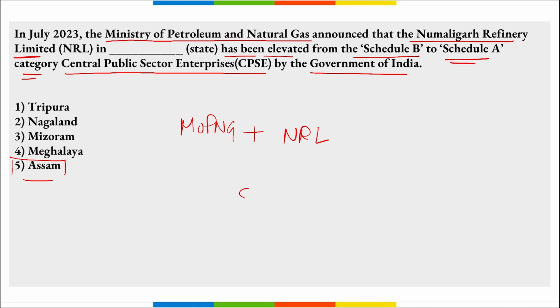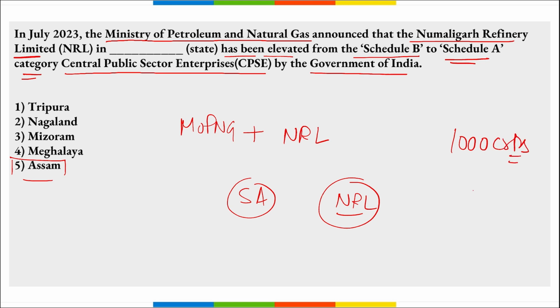With their new status of Schedule A, NRL has become eligible to achieve the Navratna status as a Navratna company, and NRL will be having freedom to invest up to 1000 crore rupees without seeking approval from the central government. Correct? So this is important, mark this.